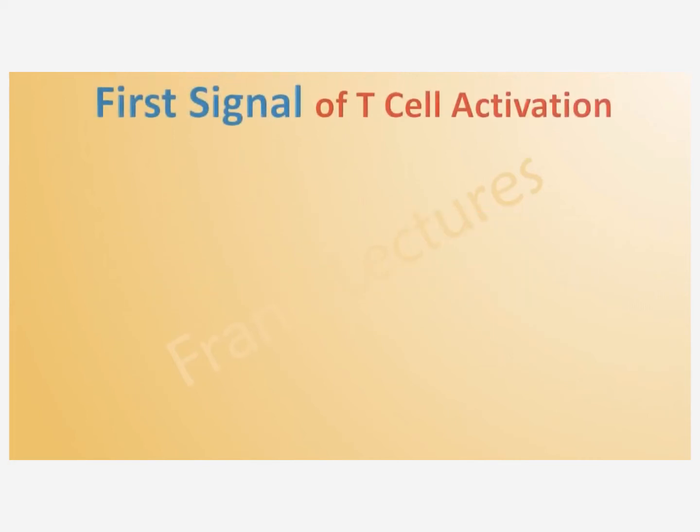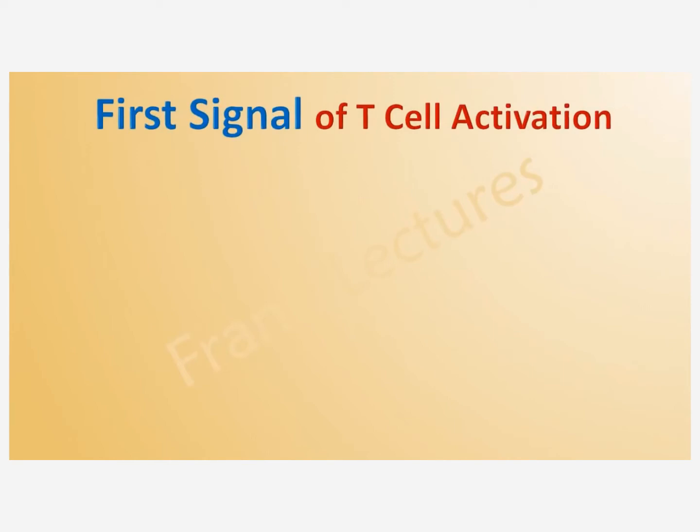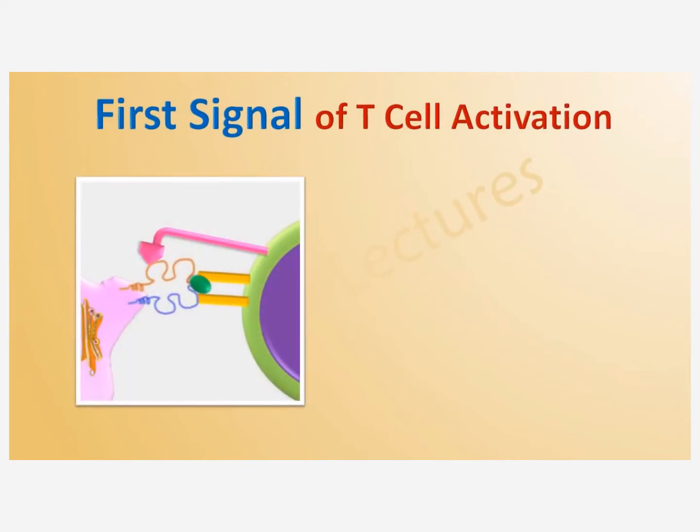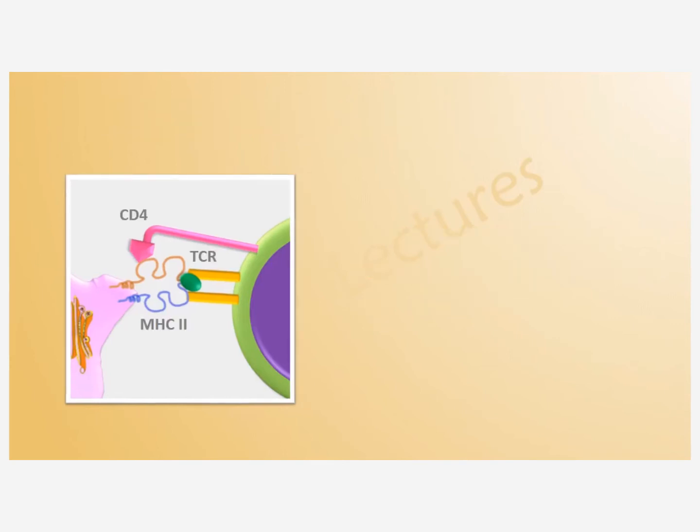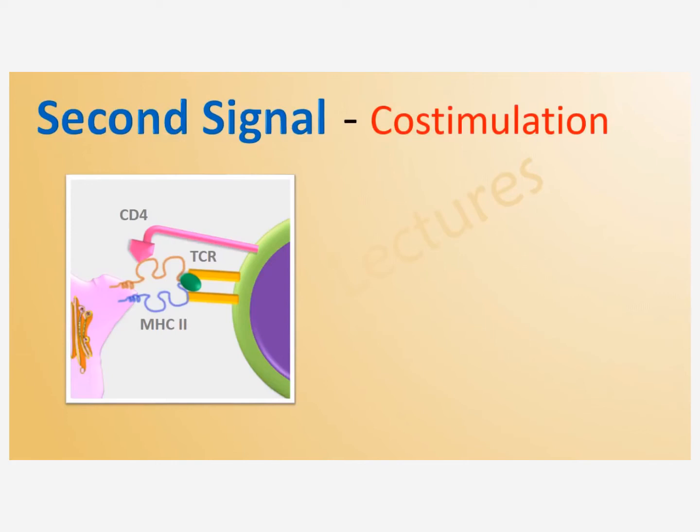First signal of T cell activation. Here you can see that TCR recognizes and binds the antigen and CD4 co-receptor binds the MHC2 molecule. This recognition and binding by TCR and CD4 generates the first signal of T cell activation. For full T cell activation, second signal is required. Second signal enhances the first signal and is known as co-stimulation.